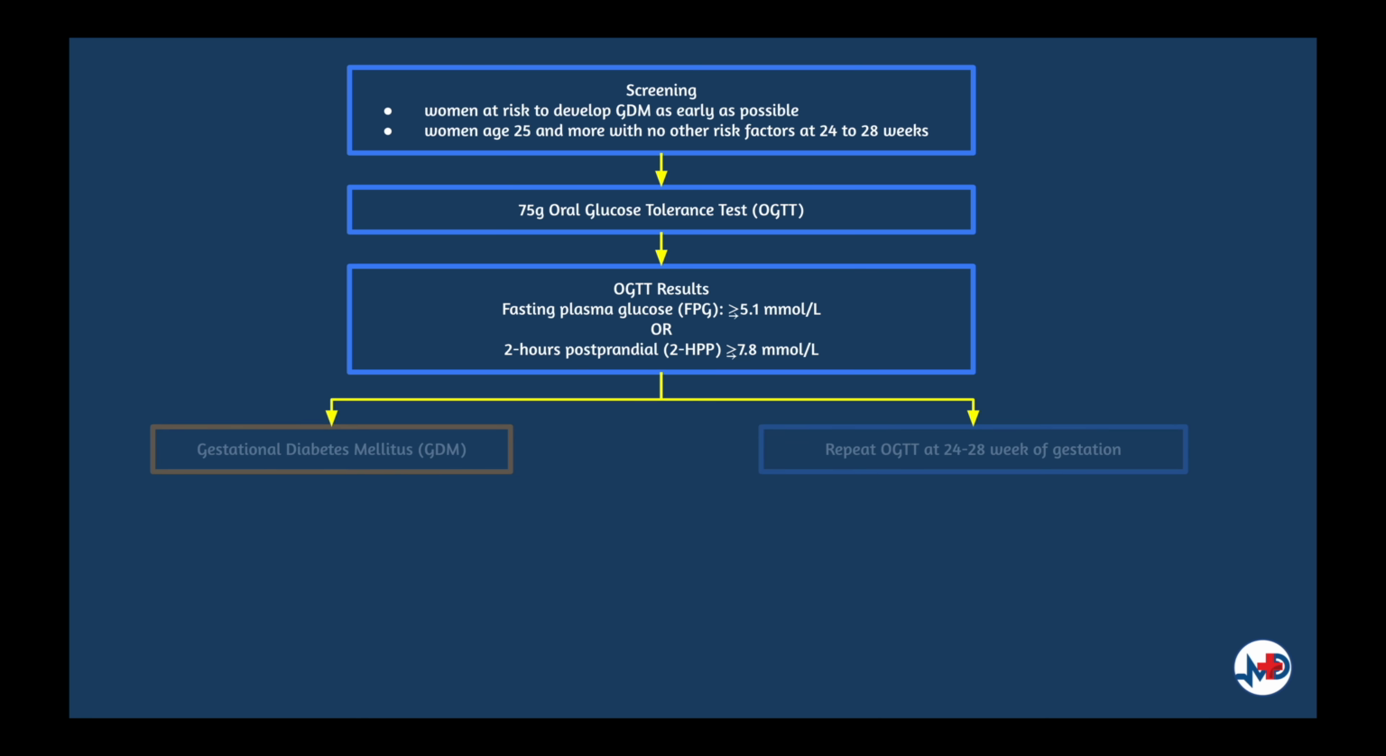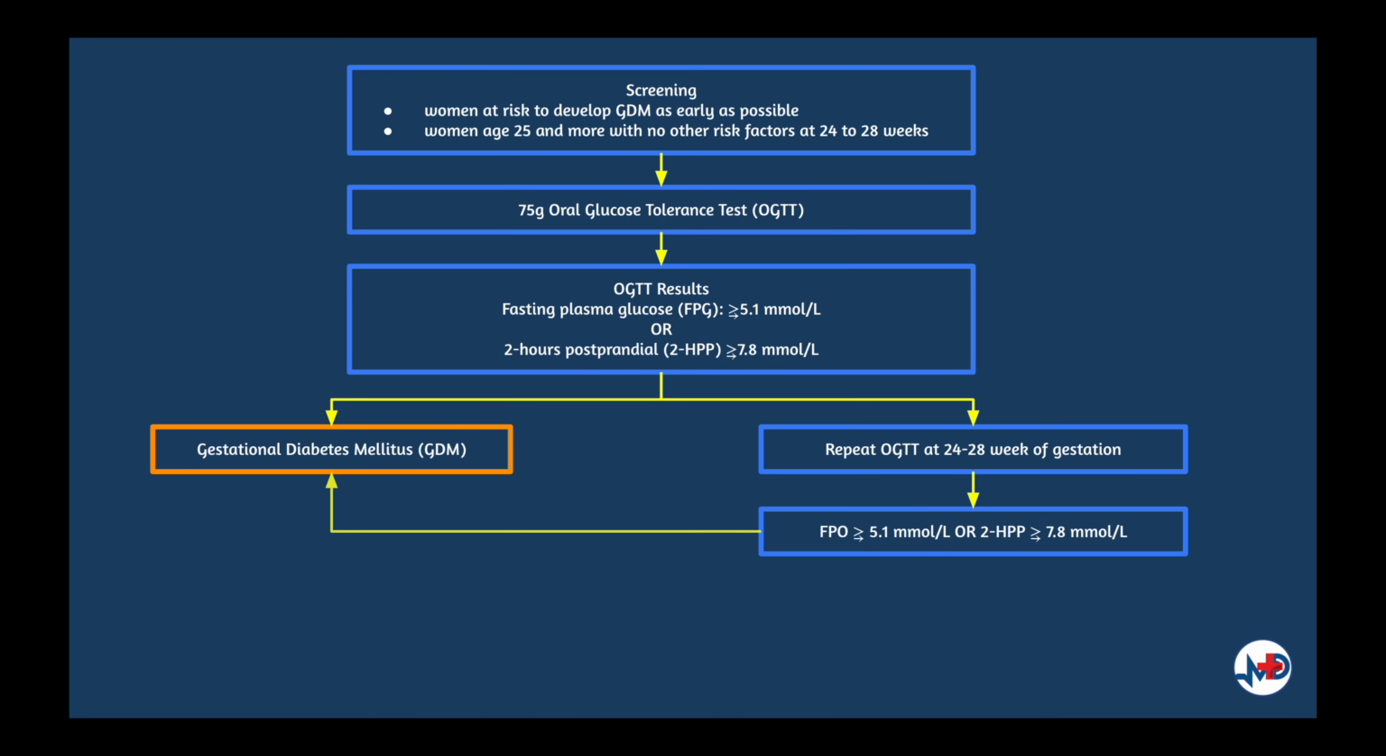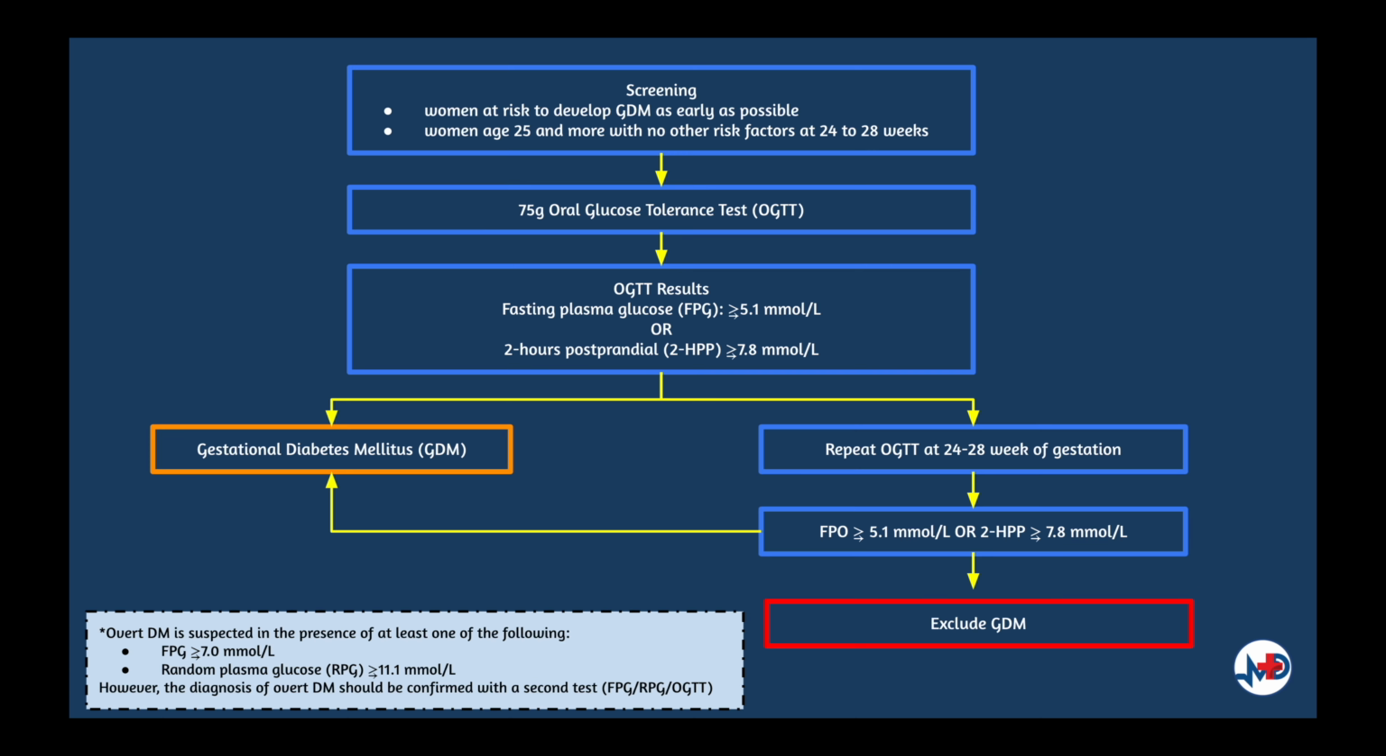So let's look at the screening guideline. This algorithm shows the screening process for diabetes in pregnancy. So who gets screened? Women at risk of developing GDM are screened as early as possible, and women aged 25 and more with no other risk factors are screened at 24 to 28 weeks. A 75 gram load oral glucose tolerance test is done, and if the fasting result is 5.1 or more, or the 2-hour postprandial result is 7.8 or more, gestational diabetes is diagnosed.